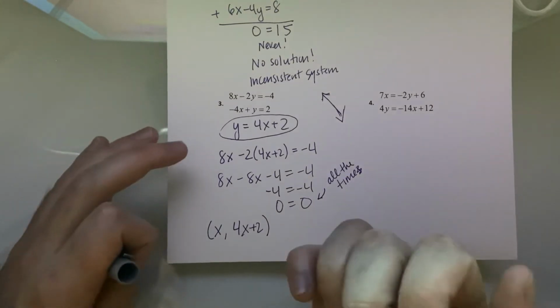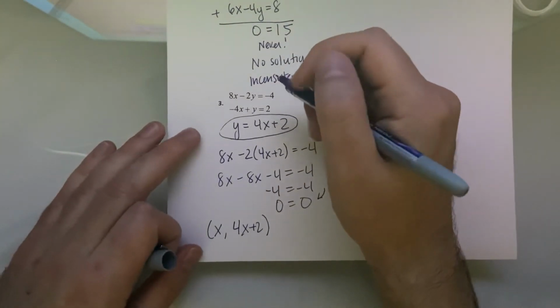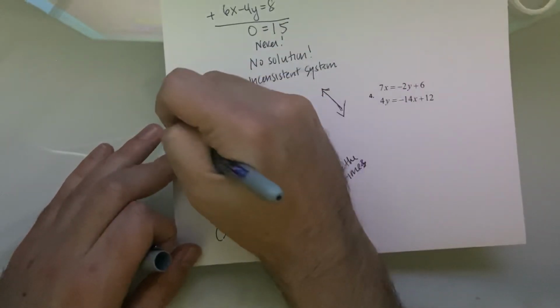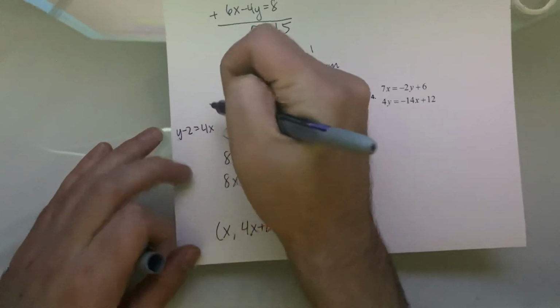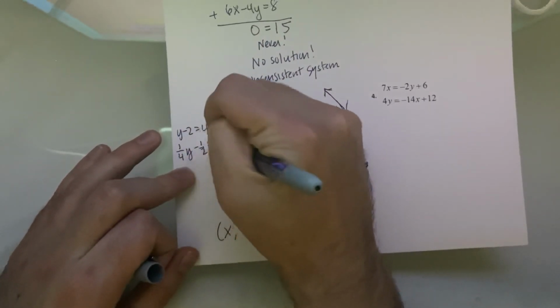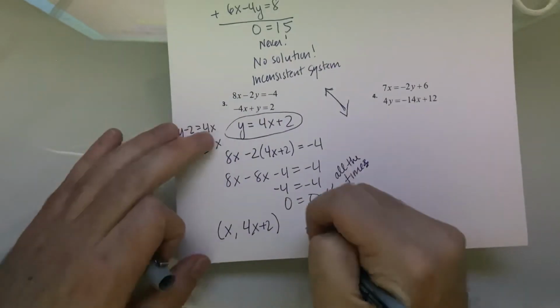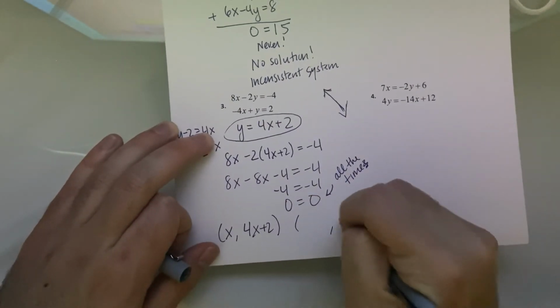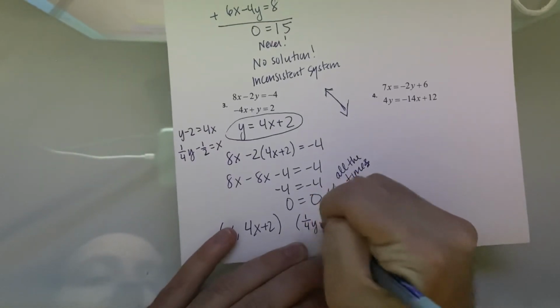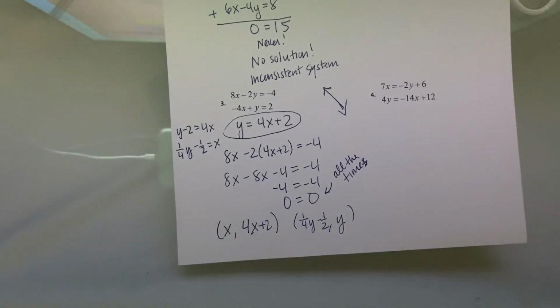Now, I could do the same thing and solve the equation for x instead. What does it look like if I solve the equation for x? We get y minus 2 equals 4x. Divide by 4. So 1/4 y minus 1/2 equals x. In this case, if I let y be the free variable, x would adjust to y. So it would be 1/4 y minus 1/2. But the major point here is that you let one of them be free and the other one adjusts to make sure it's on the line that it's supposed to be on.